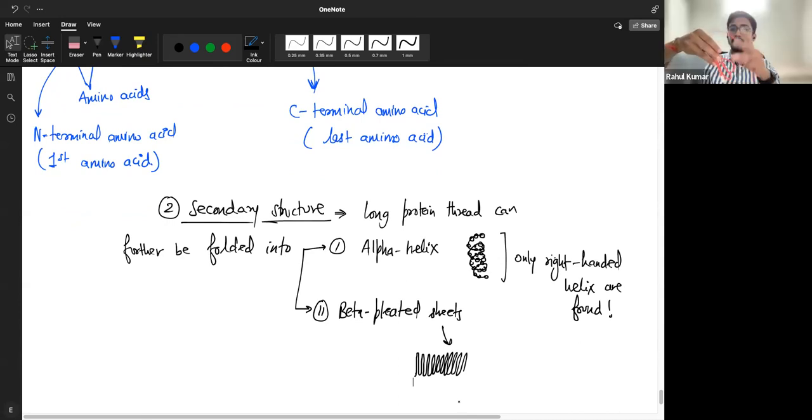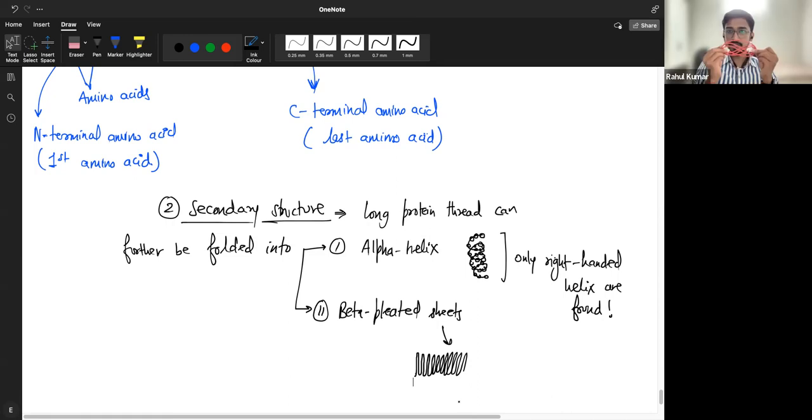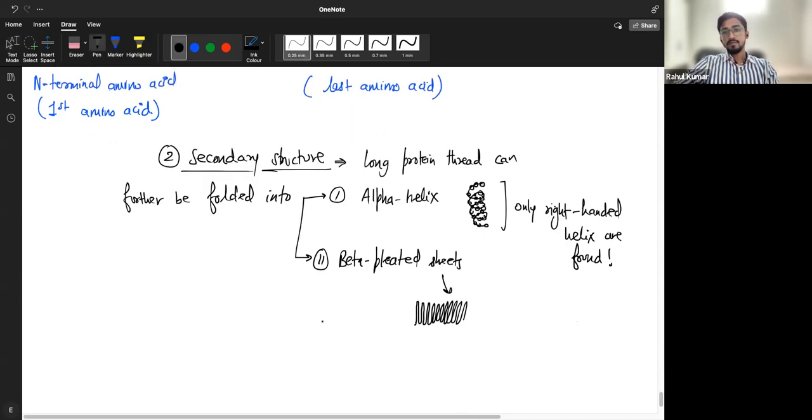Actually, I have seen people compacting their charger cables like this. So you see this? This is not a helix now. It is thin and arranged in sheets, no helix. So a thread can be folded as an alpha helix or a beta pleated sheet. This is the secondary structure. Okay. Is it clear?